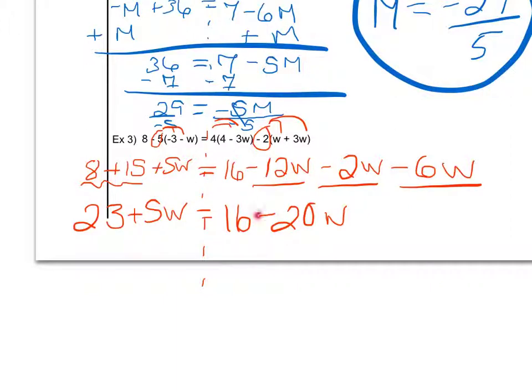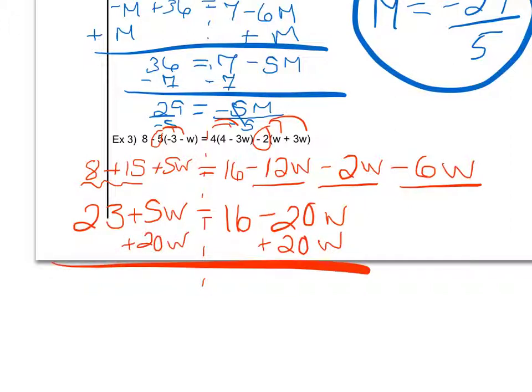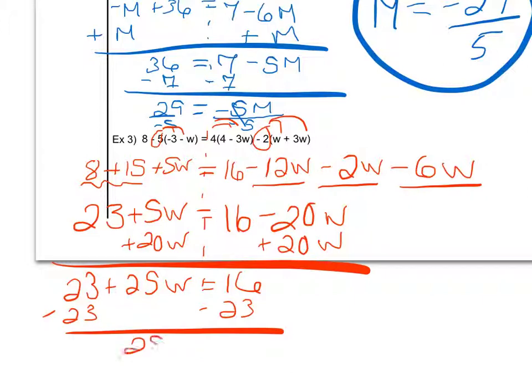Right now I have w's on the left and on the right, so I'm going to choose one of those sides to get rid of the w's. I'm going to go ahead and get rid of the minus 20w on the right. It doesn't matter though which you do. To get rid of a minus 20w, I will add 20w. I make sure to do it to both sides, giving me 23 plus 25w equals 16. I get rid of anything that's not attached to the variable, so I'm going to subtract off the 23, giving me 25w equals 16 minus 23.